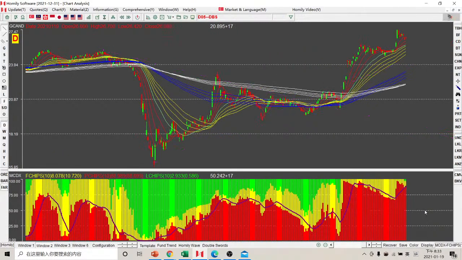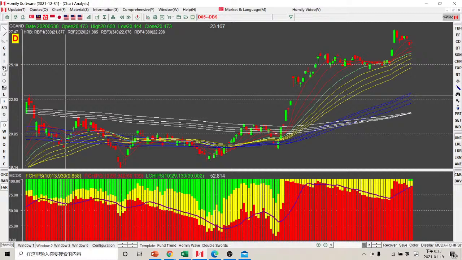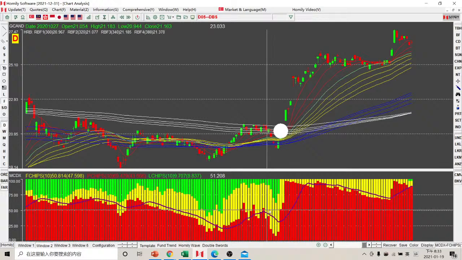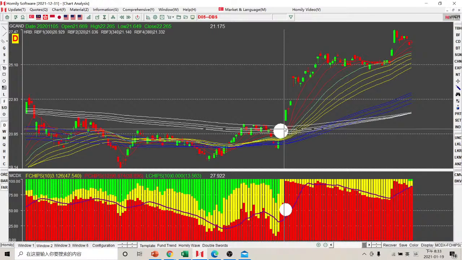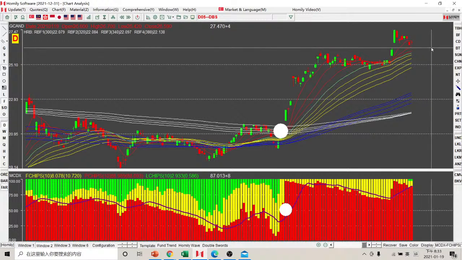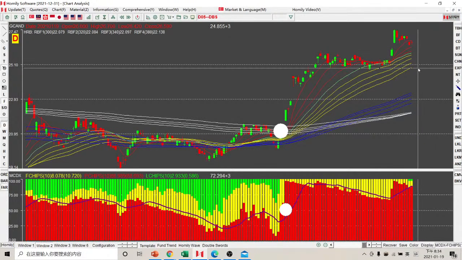For DBS, after the correction triangle breaks up, we also see here all the rainbow lines converge together. The price stands above this level. The red bar is more than 50, the purple line turns up. So here the price is around $21. Now it has some pullback. It rose to around 27. Currently there is some pullback, but we see the candlestick still stands above the green lifeline, still stands above the yellow line.